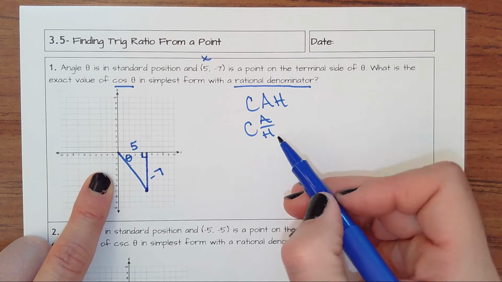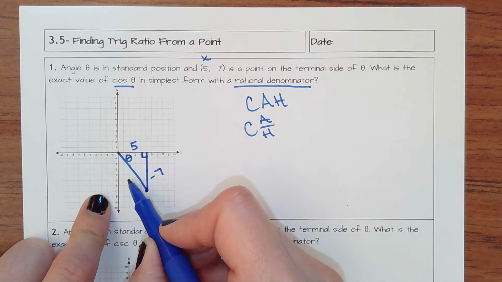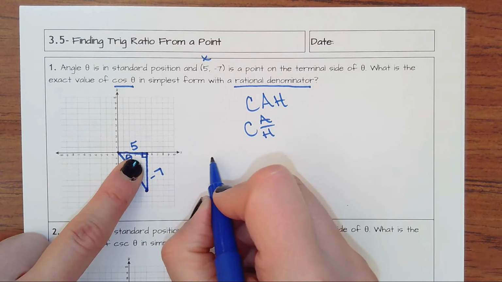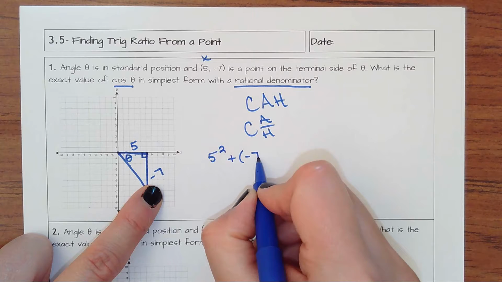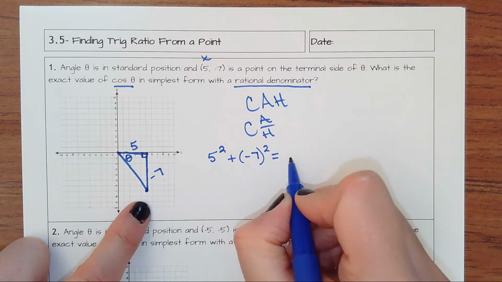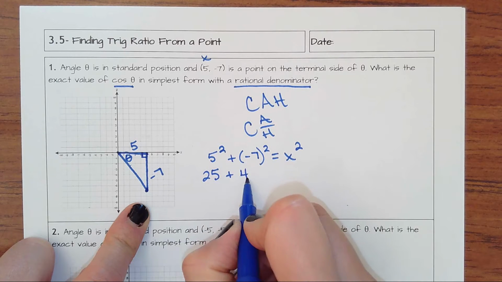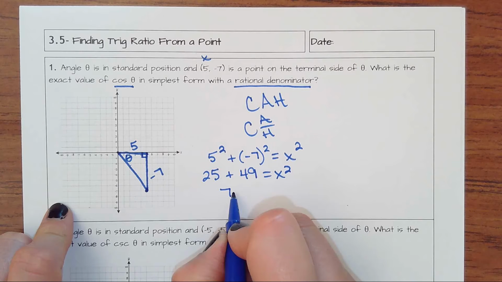And so what do I need? I need adjacent, I need hypotenuse. I don't have the hypotenuse right now, so I would have to find it using the Pythagorean theorem. So I would have one leg squared is 5 squared, plus the other leg squared is negative 7 squared, which will turn into a positive once I square it, equals x squared. So that would be what, 74?